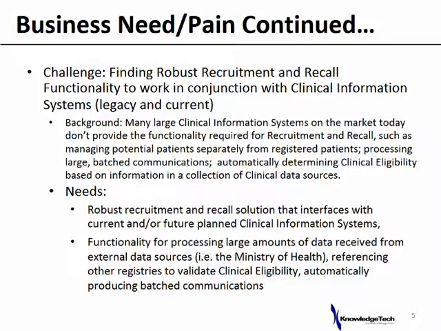Okay, so the other challenge that they had, so one was processing all the data that they would get, building some business rules to process that data, and then actually mailing out the letters. The other thing was they needed robust functionality for recruitment and recall, but it needed to have some interface and work with the clinical information systems. Both the legacy systems that were some as old as 20 years old, as well as the ones that Cerner would be replacing those legacy systems with in the future. So whatever the solution was that they got for recruitment and recall needs to work today, and it needs to work 10 years down the road.